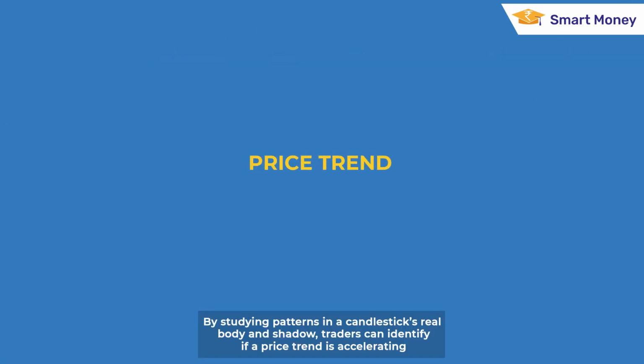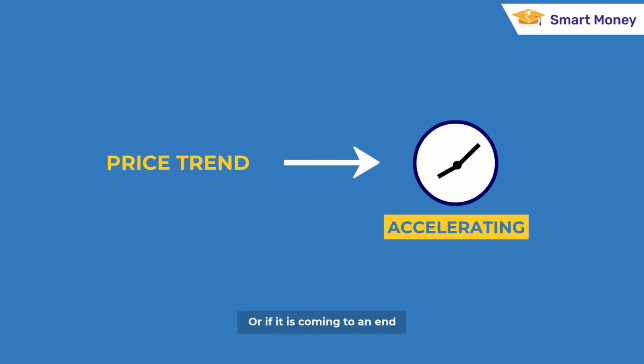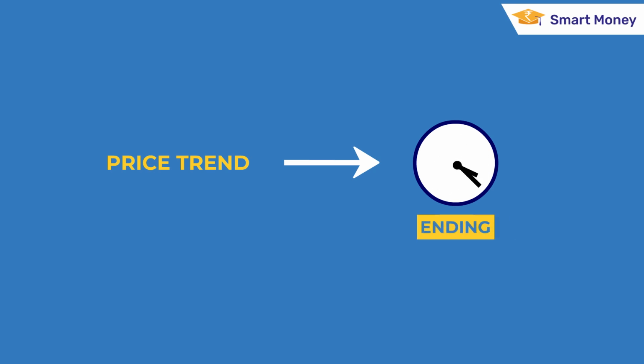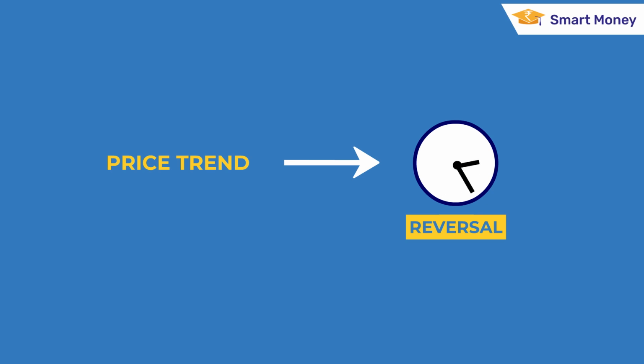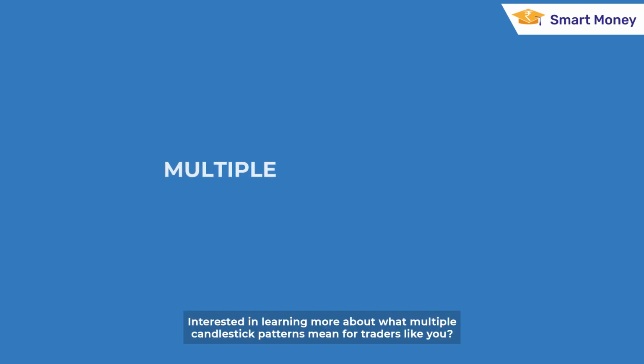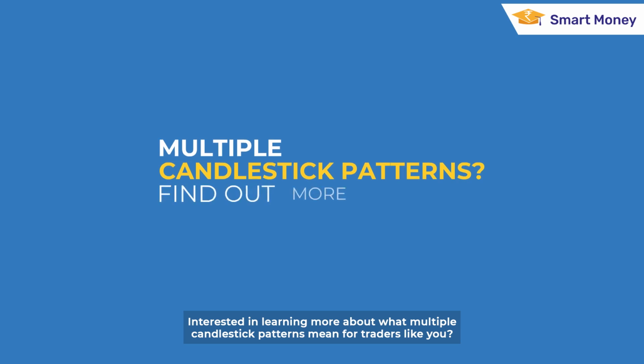They show you if a market is bullish, stable, or bearish. By studying patterns in a candlestick's real body and shadow, traders can identify if a price trend is accelerating or if it is coming to an end. Multiple candlestick patterns also throw some light on trend reversals in the market. Interested in learning more about what multiple candlestick patterns mean for traders like you?